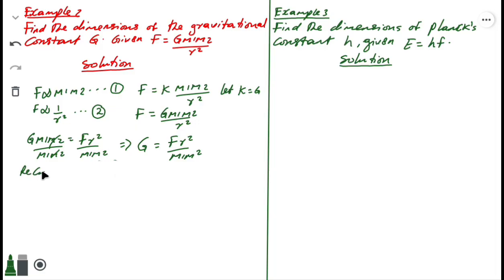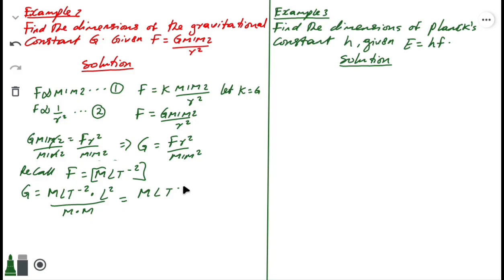So now let's find the dimensional analysis of the gravitational constant G. We recall that the dimensional analysis of force, you can check out my video on that, is given to be M L T^-2. Now let's substitute it here. G will be equal to M L T^-2, the dimension of the radius which is L squared, over M times M. Now we have M L T^-2 L^2 over M squared.